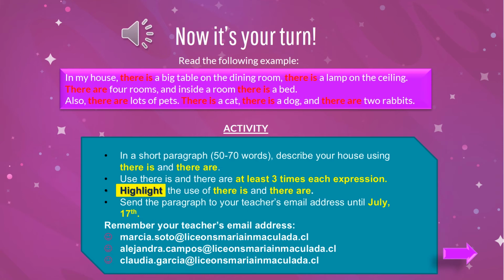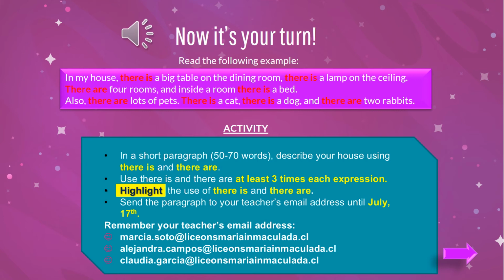Now it's your turn to describe your house. Ahora es su turno para describir su casa. The activity consists of the following. In a short paragraph, about 50 or 70 words, you have to describe your house using there is and there are, of course. Use there is and there are at least 3 times each expression. En su párrafo tienen que usar al menos 3 veces there is y 3 veces there are, describiendo lo que se encuentra en su casa.